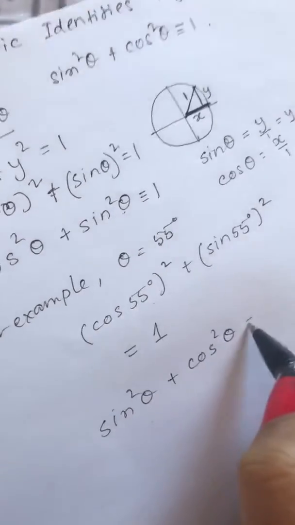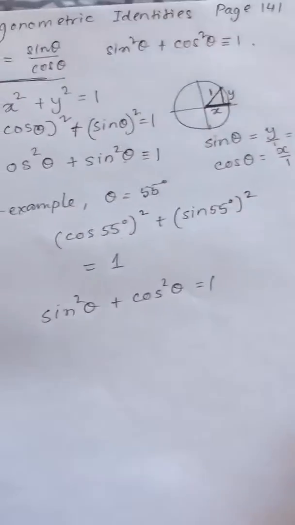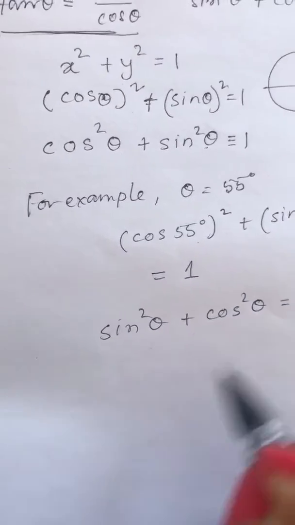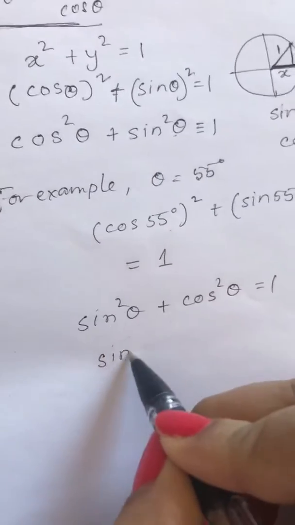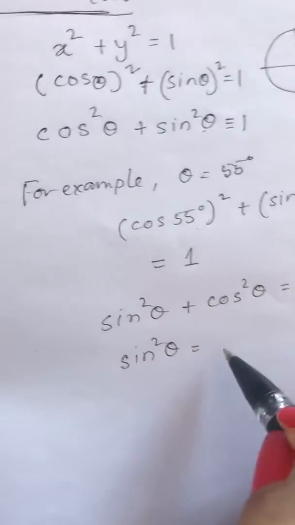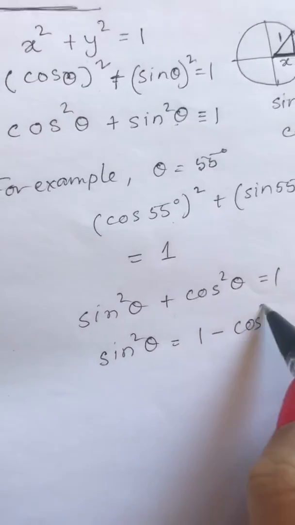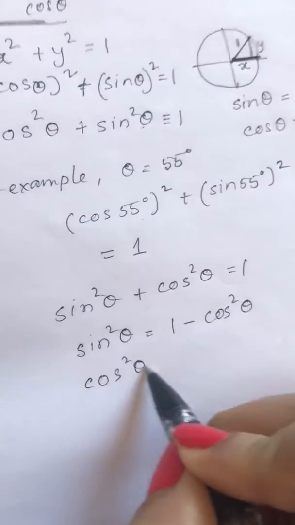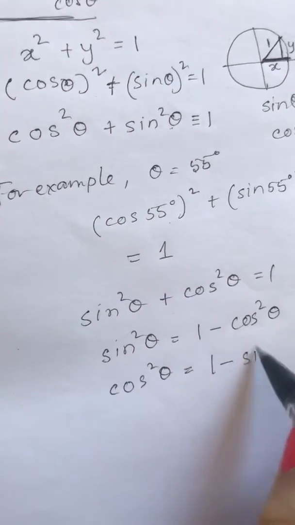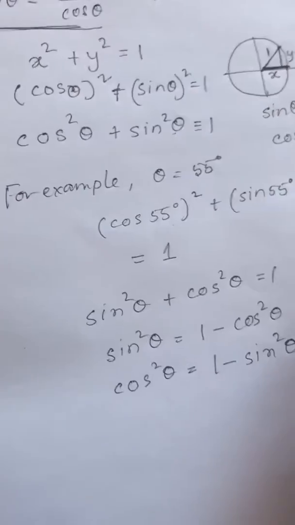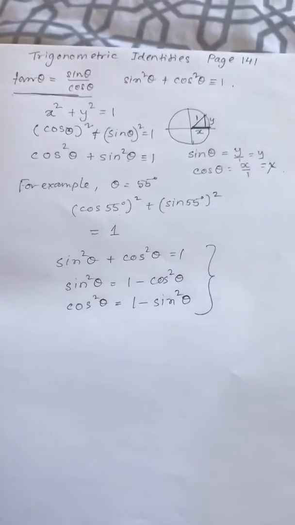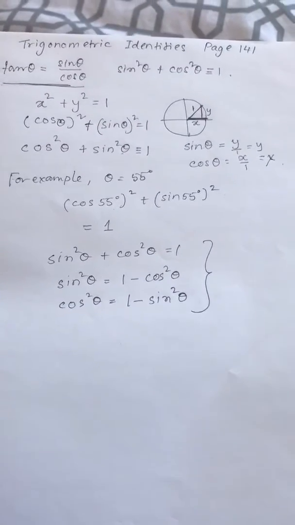So you'll use this identity a lot in solving and in proving, and you can write it in a few different ways. So you can have sine squared plus cos squared equals 1, but you can also say sine squared theta can be written as 1 minus cos squared theta. Similarly, cos squared theta can be written as 1 minus sine squared theta. So these are the three variations of the same identity that you'll have to remember.